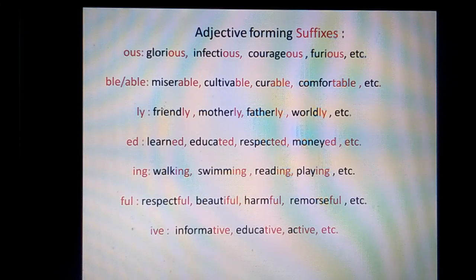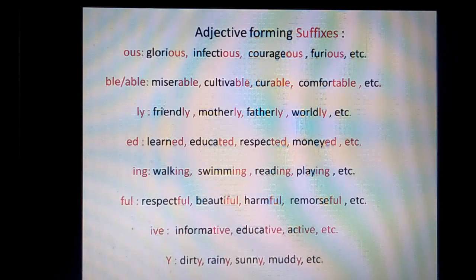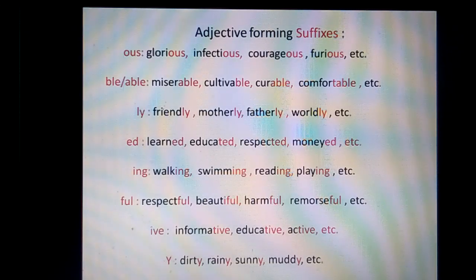IVE: informative, educative, active. These are all suffixes that are required to make adjective words. Y, only one letter: dirty, rainy, sunny, muddy, etc. So let's have an overall glance. These are all suffixes that are required to make a word an adjective. You have to use your common sense to decide which suffix you need.